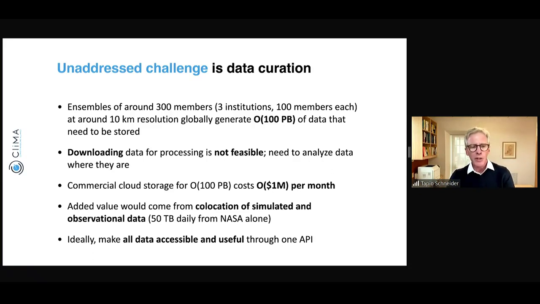Ultimately, you'd like to make all data accessible and useful through one API, and all data here includes observations as well. We get 50 terabytes daily from NASA alone. Ideally, they would be co-located with the simulation output, then you can do things like downscaling, bias correction of models, and it would be nice to have a model for doing that.